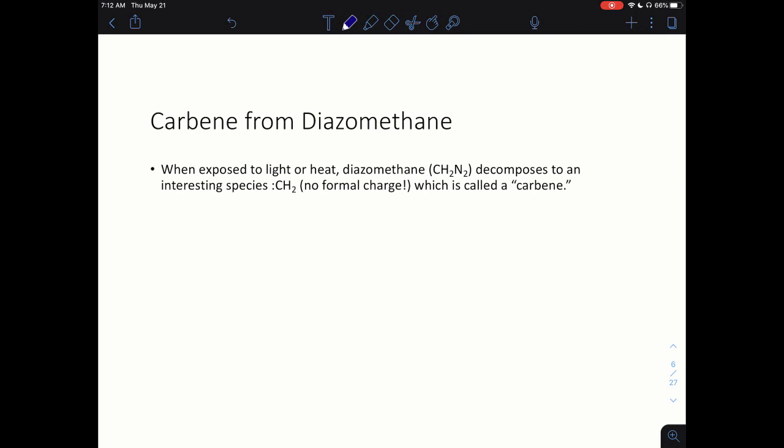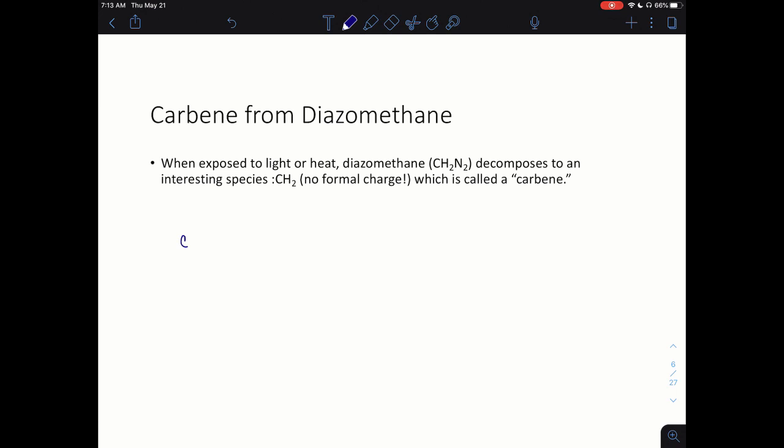We're going to start by thinking about a reagent called diazomethane. Diazomethane, CH2N2, decomposes to form an interesting species called carbene. So we're going to draw the Lewis structure for carbene. Of course, to do that, we need to start by drawing out the Lewis structure of diazomethane, which is a pretty interesting looking species. Here is one resonance structure for diazomethane. This is certainly the major resonance structure. But there is a minor resonance structure we can draw as well.